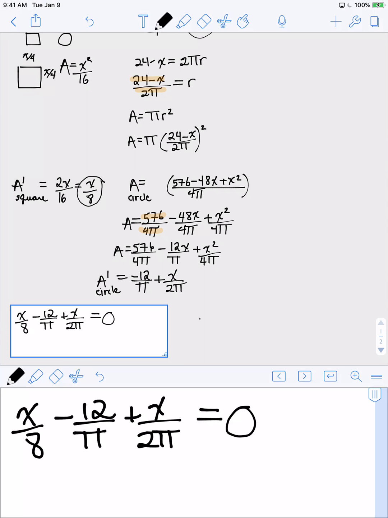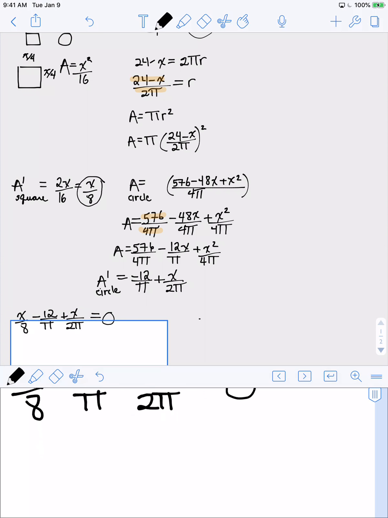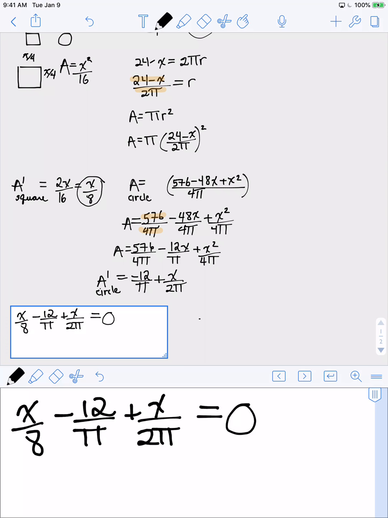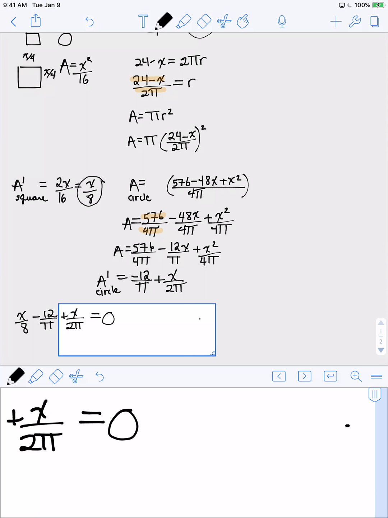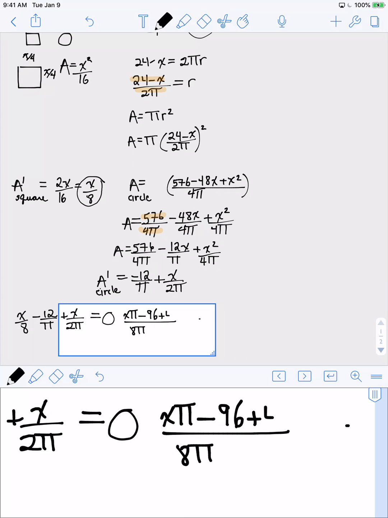And I'm going to find a common denominator here. And the common denominator here is going to be 8 pi. So let's see here. And you'll see why I'm doing that. So let's see. My new term will be x times pi minus 12 times 8, which is minus 96, plus 4x, and all of that equals 0.